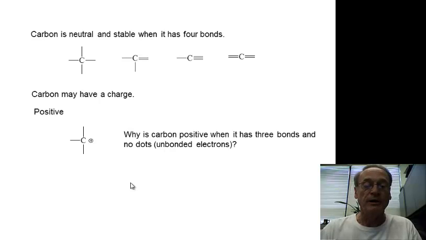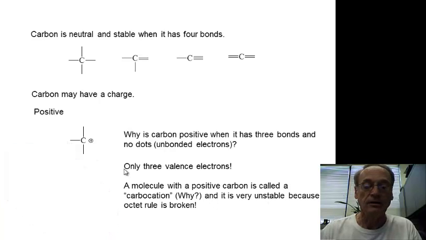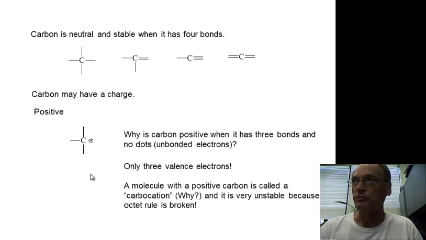Now, why is carbon positive when it has 3 bonds and no dots? Again, because the valence is 3 instead of 4. Carbon's supposed to be 4, so it's missing 1 electron, so it has a positive charge. These kinds of molecules are called carbocations, and it turns out they're very unstable because they are missing an octet. The octet rule is very important in organic chemistry, and since these carbocations don't have an octet, they tend to be very unstable. Not the kind of molecule you can put in a bottle, but only seen for vanishingly short periods of time.